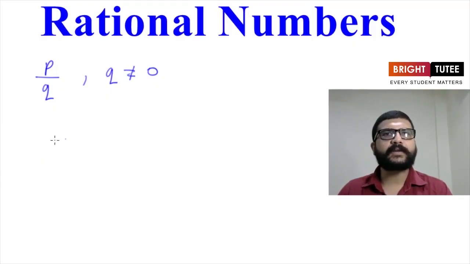Now in this video we are going to learn how to plot a rational number on a number line, and then we will see how to get the standard form of a rational number, and then we will see how we can compare two rational numbers, and at the end of the video we are going to see how to find rational numbers between two given rational numbers. So let's start with plotting of a rational number on a number line.